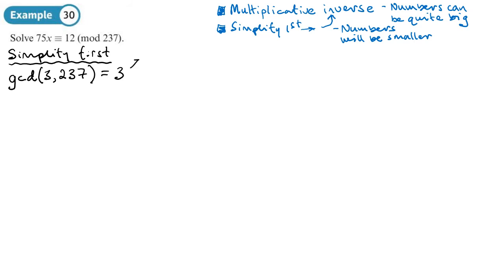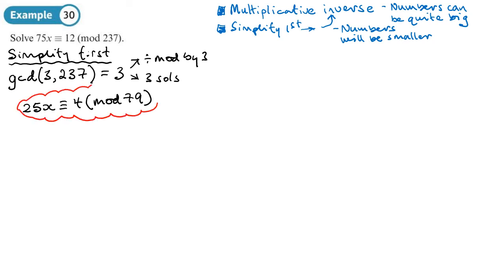Now what does that mean? That means that I need to divide the modulus by 3, and it tells me that there are 3 solutions. So dividing both sides by 3, I get 25x is congruent to 4, and I divide the modulus by 3. That's going to be 1 less than 80 times 3, so it's going to be mod 79. So that'd be my first step. This is the actual equation I'm going to be solving, and I'll use that then to find all the solutions to the original equation here.